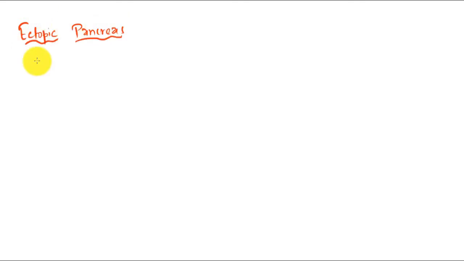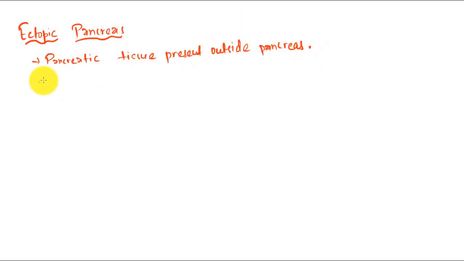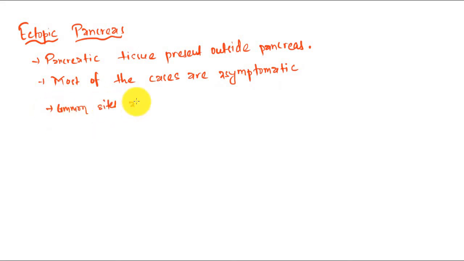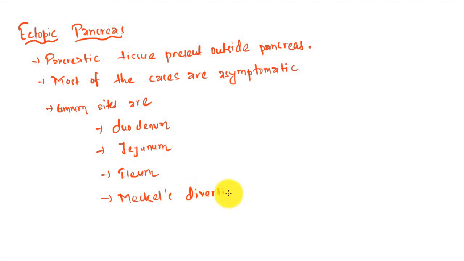Let's talk about ectopic pancreas. Ectopic means the pancreatic tissue is present outside the pancreas, and most of the cases are asymptomatic. The commonest sites are the duodenum, jejunum, ileum, and Meckel's diverticulum.